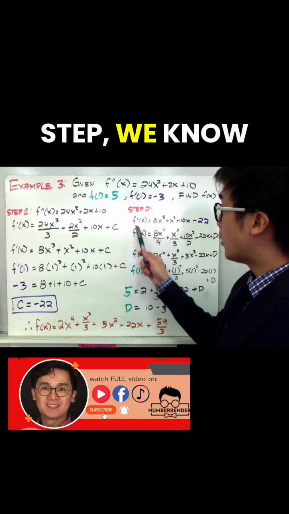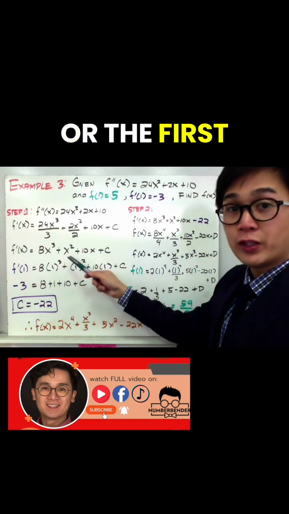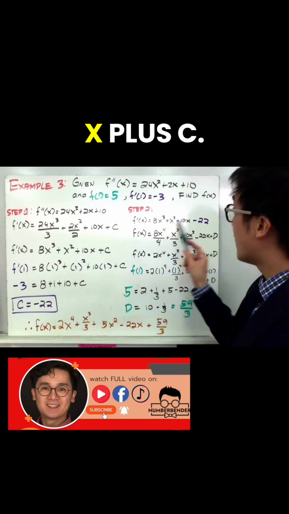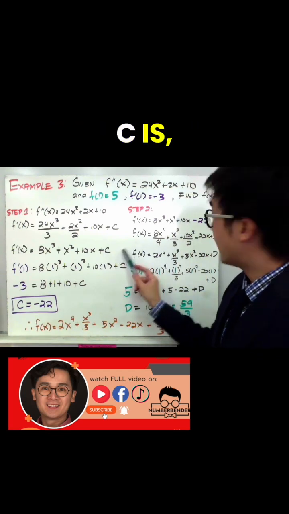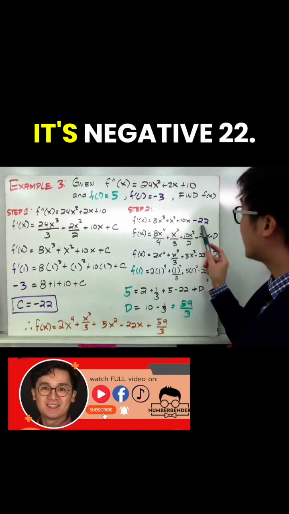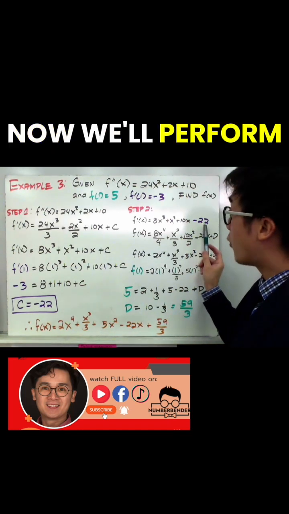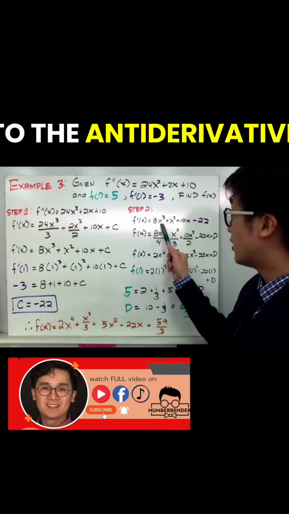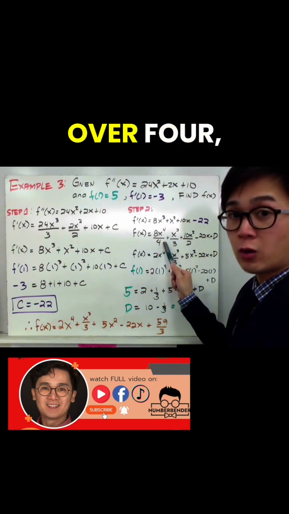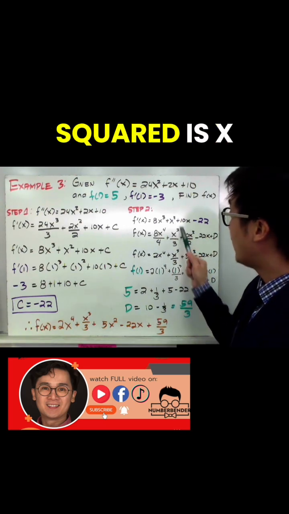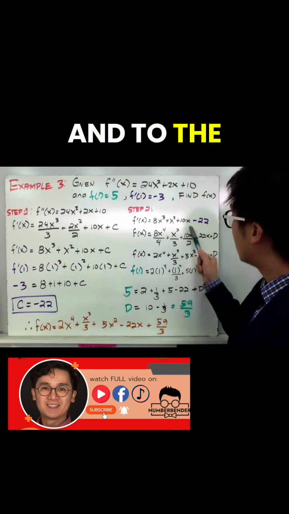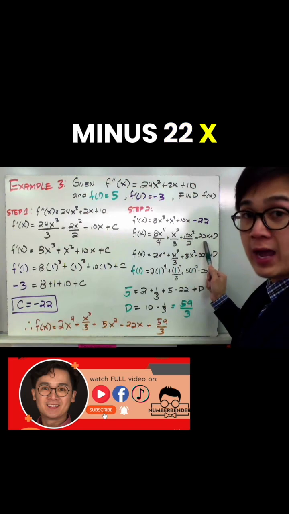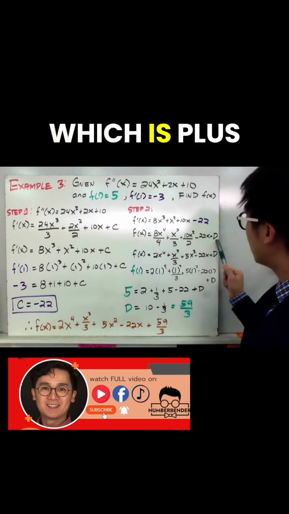Now for the second step, we know that f prime of x, or the first derivative by using the antiderivative, is 8x cubed plus x squared plus 10x plus c. But now that we know what c is, we'll not use c anymore. Now it's negative 22. Now we'll perform the antiderivative so we can find f of x. So f of x is equal to the antiderivative of 8x cubed, which is 8x to the fourth all over 4. Antiderivative of x squared is x cubed all over 3. Antiderivative of 10x is 10x squared all over 2. And negative 22 gives minus 22x plus the new constant, which is plus d.